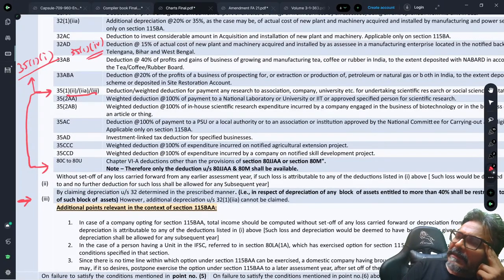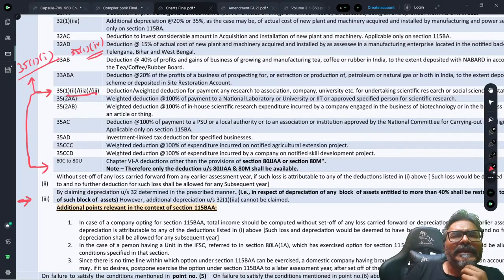Students, the additional depreciation definitely is not allowed. We are all aware that additional depreciation is not allowed if you have opted for 115BAB or 115BAA, as the case may be. You will not be getting the additional depreciation for sure. And the normal rate of depreciation, students, is at 40%, and it also cannot exceed 40%. Why are we focusing on that 40%, students?